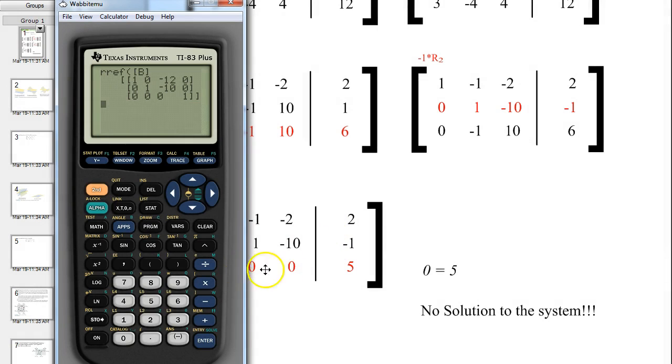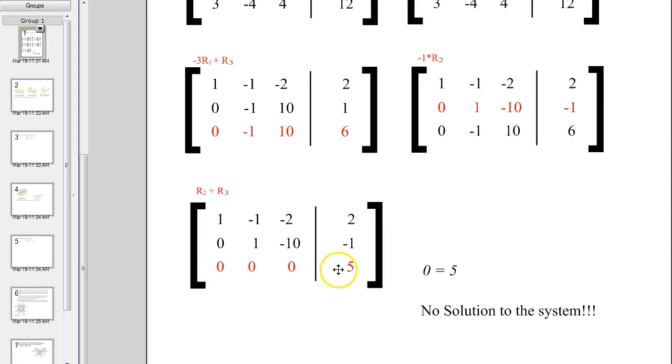But just know you don't have to take it all the way down to this when you're doing your work. You can just stop right here, and as soon as you see 3 zeros on the left hand side of this bar, you know that can't be true. If this other number is anything other than 0, then that's not a consistent system, so there's not going to be a solution.